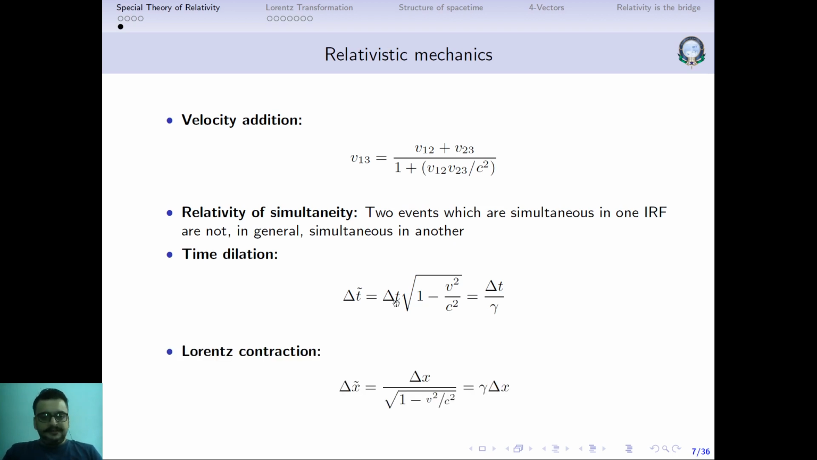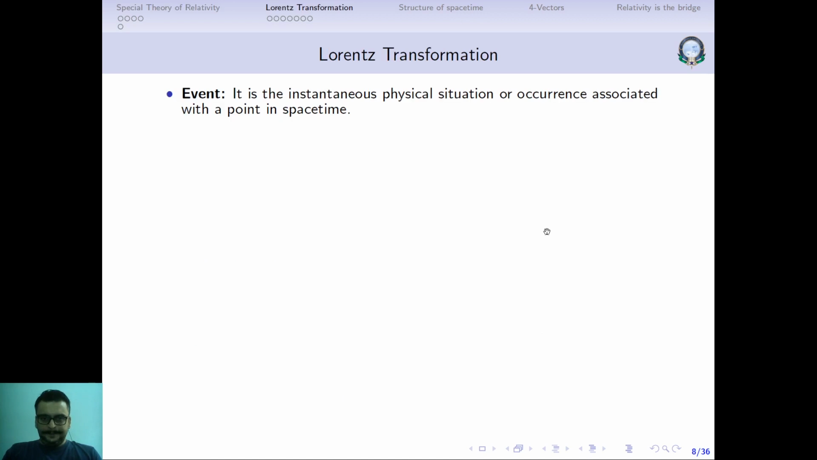And finally we have the Lorentz contraction or the length contraction. So if I am a stationary observer and I am watching something which is moving very fast, then I'll find that the length along the direction of travel is going to decrease. That's your Lorentz contraction or the length contraction. So this is basically what relativistic mechanics is all about.